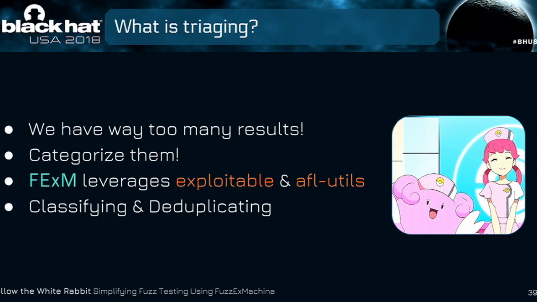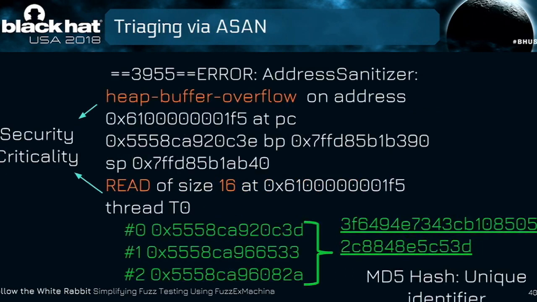For this, we leverage existing tools, namely exploitable and AFL utils. Exploitable has a built-in heuristic to assess the severity and the uniqueness of a crash. We only fixed a functionality in exploitable, namely the handling of ASan stack traces. So on this slide, you can see a sample ASan stack trace.